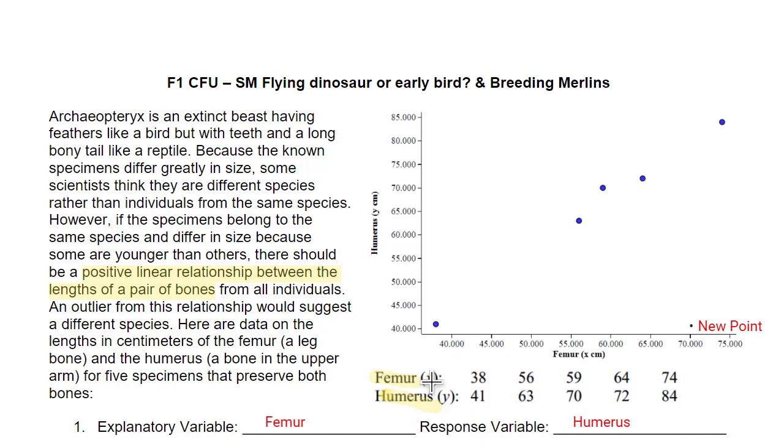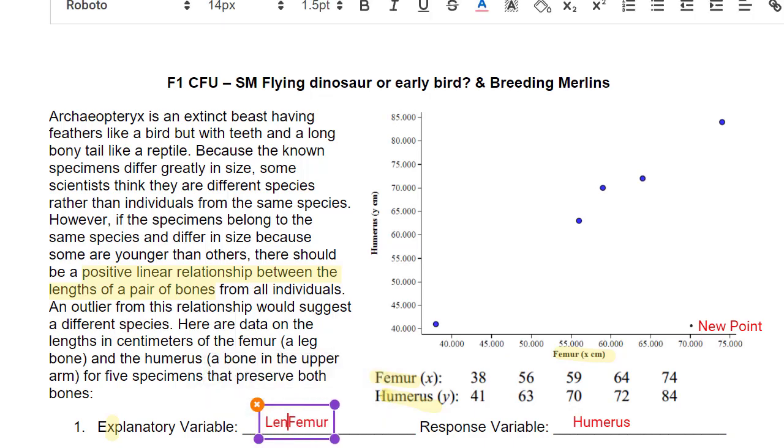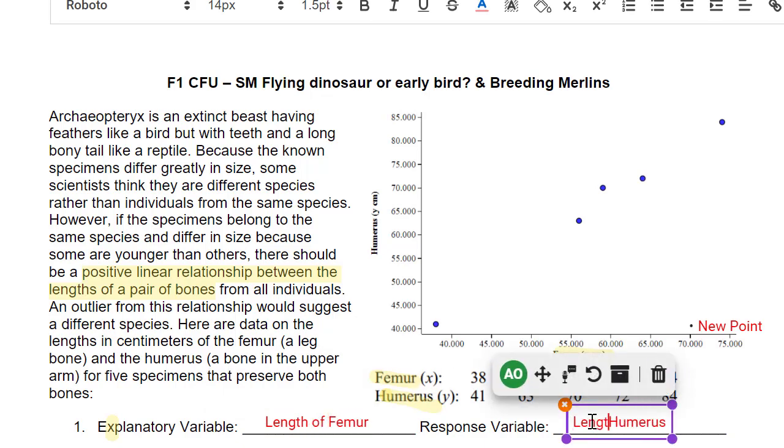Now, which one is the explanatory? Well, here you could argue it could be the humerus indicates the femur, or the femur indicates the humerus, but since we've got one labeled as X and one labeled as Y, we're going to say X is explanatory. Remember, the X is the explanatory. And the response is the length of the humerus. So I'm going to go ahead and change that to say length of femur and length of humerus, because that's what we're measuring.